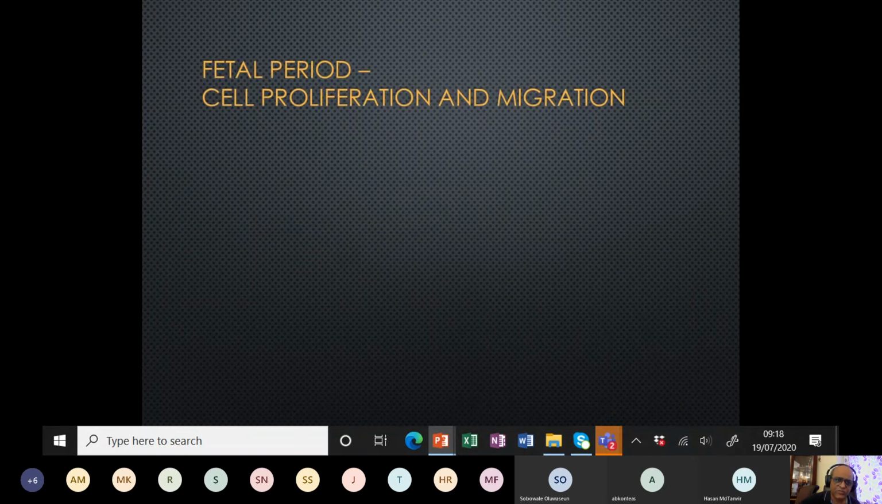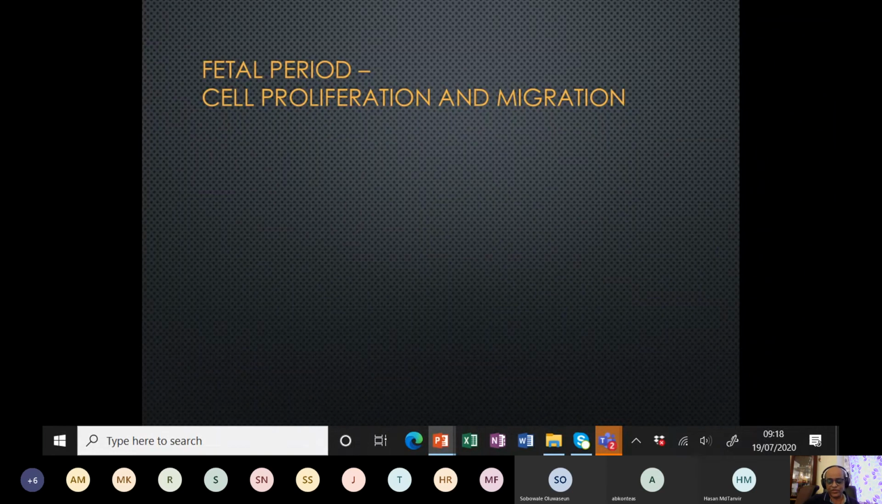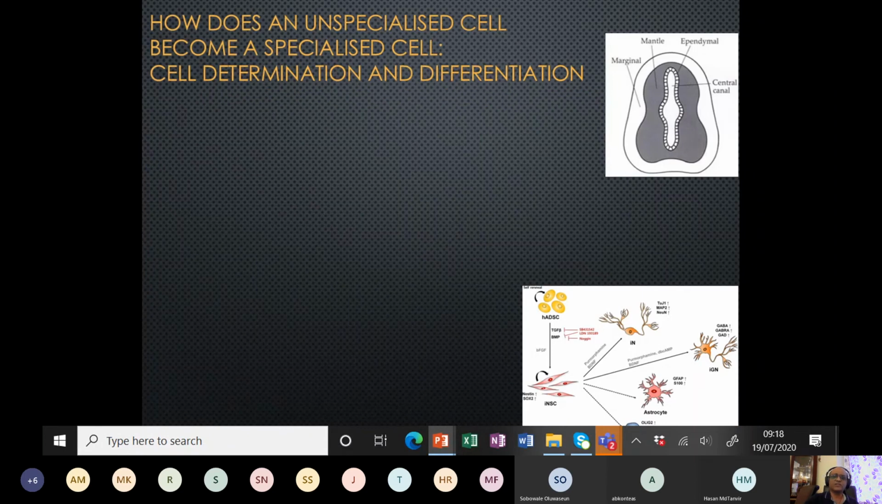Okay, so now we move on to the next step, which is the step of cellular proliferation and the migration, where we are now in the fetal period of embryogenesis, or rather of development. We are beyond the embryonic period. So how does a single cell which is lining the margin become a specialized cell? So what is this concept of cell determination and differentiation?